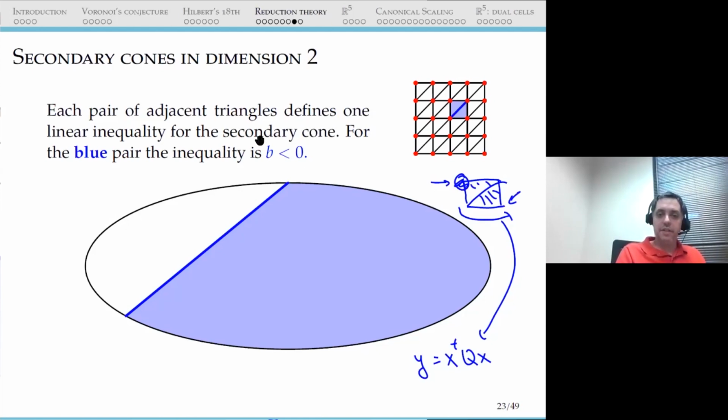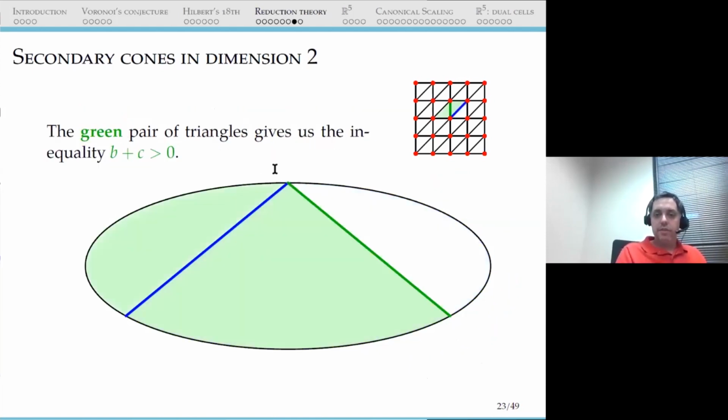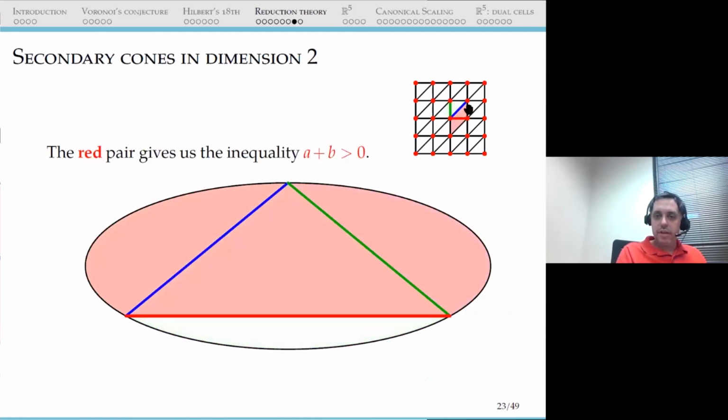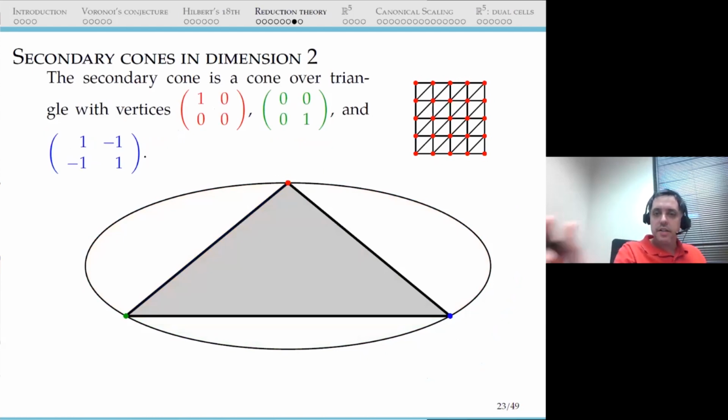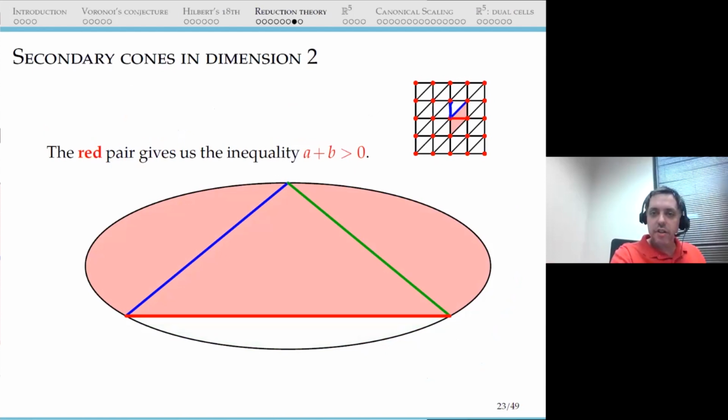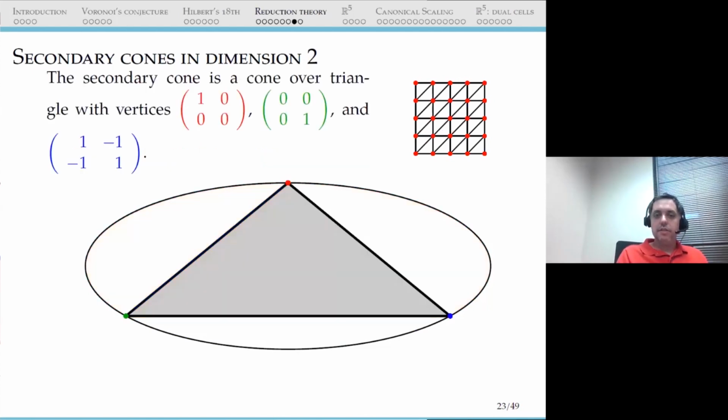So for this particular case, the inequality will be that B is less than 0. We can repeat it for another pair of triangles, and that's B plus C is greater than 0. And for the third pair of triangles, which is the red pair, it's A plus B is greater than 0. And that's it. So why is it enough? Because every edge of this Delaunay triangulation is a translation of one of these three edges, right? So there will be no additional conditions because all the conditions are listed here. So this horizontal edge will give us the same condition as there because the Delaunay triangulation is respected by translation. So that's it. We have constructed the secondary cone of that particular Delaunay triangulation.